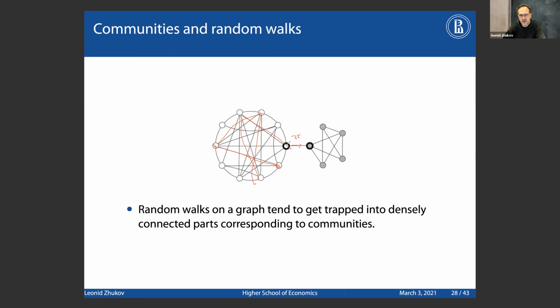25% because 1, 2, 3, actually 20%. There are 5 ways out, right? So it's only 1/5, 20% chance that you will leave the community even if you get to this node. All right. Okay. So that's the idea. The idea is to actually do random walks and see where those random walks kind of spend most of the time. And then communities will be those groups of nodes where your random walk spends most of the time.